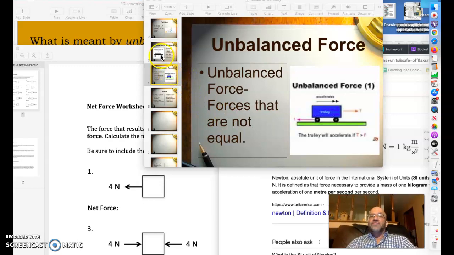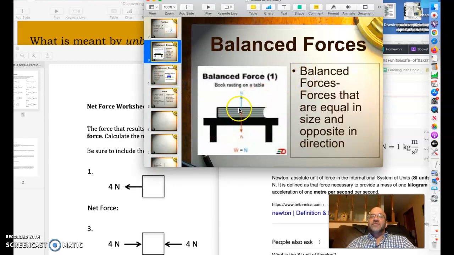Then we have balanced forces. Balanced forces are anything at rest. There's gravity pushing down on the object. There's a force pushing up on the object, so it stays perfectly still. If someone comes by and pushes this book, it's going to be unbalanced because there's more force pushing on it than coming in the opposite direction. So balanced forces are forces that are equal in size and opposite in direction.